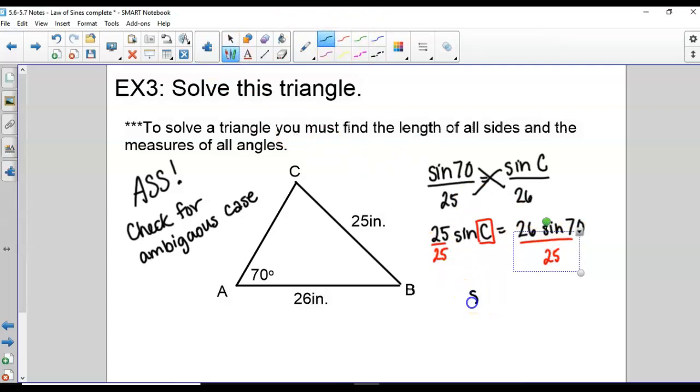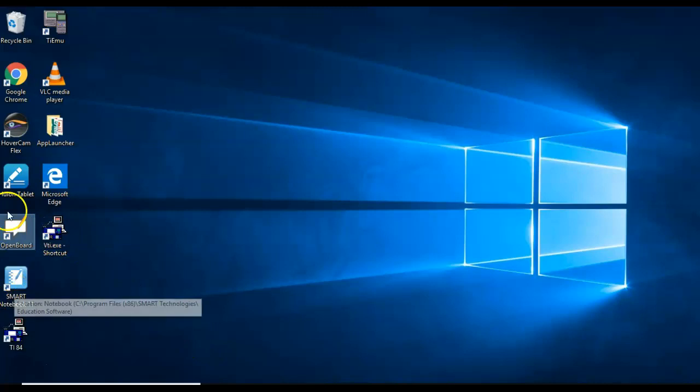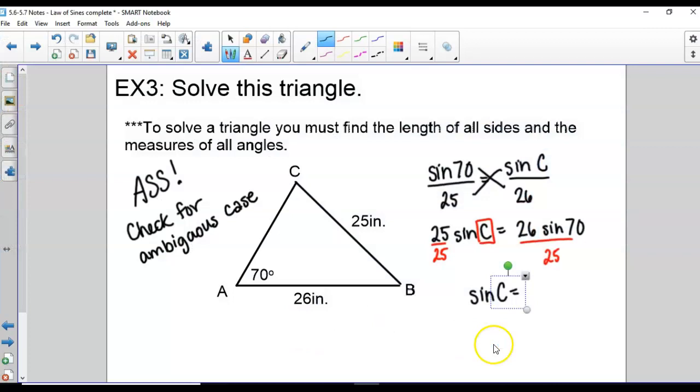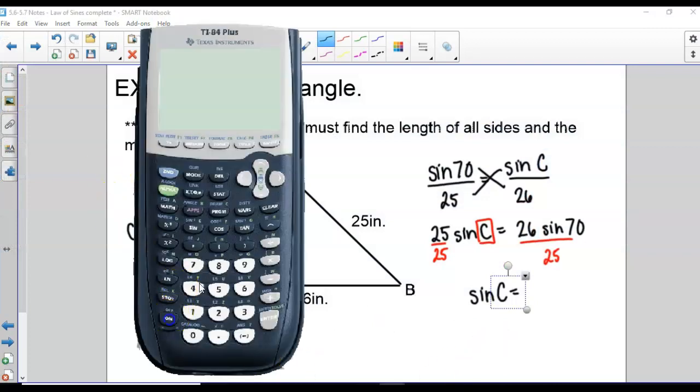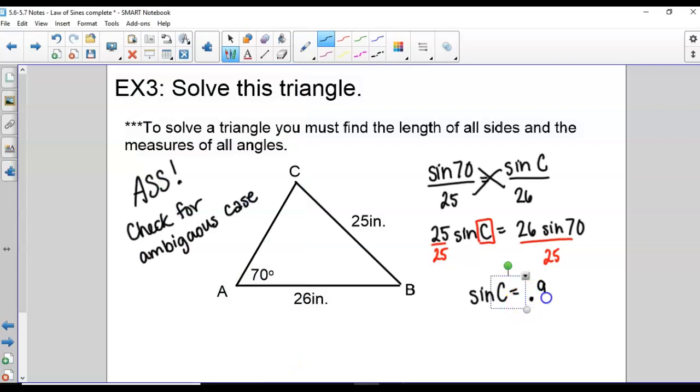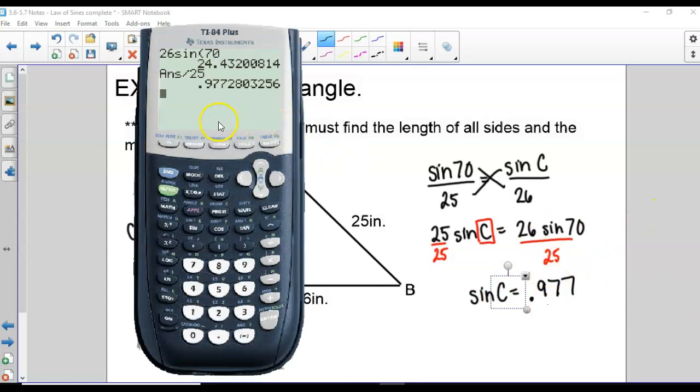So that gives us sine C equals, let's just go ahead and put that into the calculator, which I must have shut down. So we'll have 26 sine 70 divided by 25. So we get 0.977 something. I'm not so worried about writing the whole thing down, but make sure that you keep that number in your calculator. Don't use the rounded version.